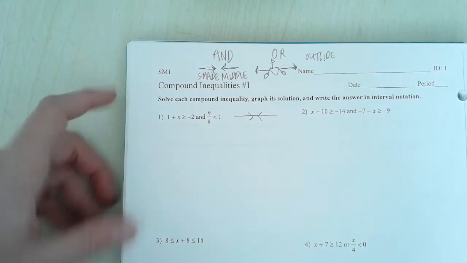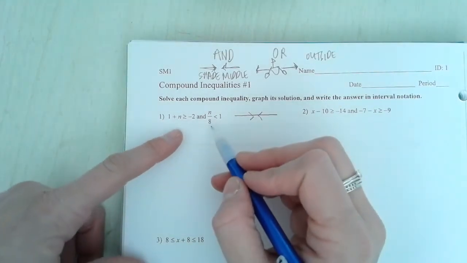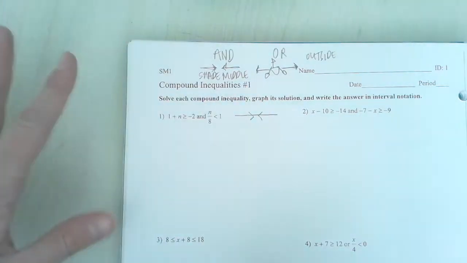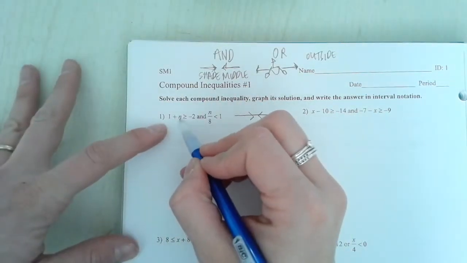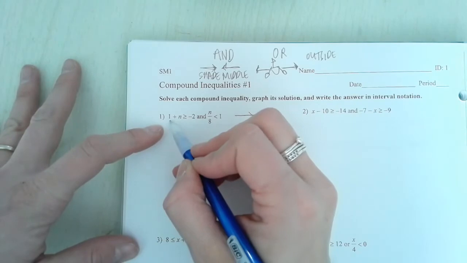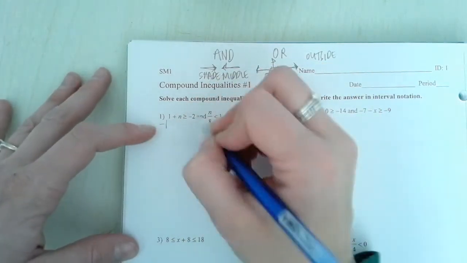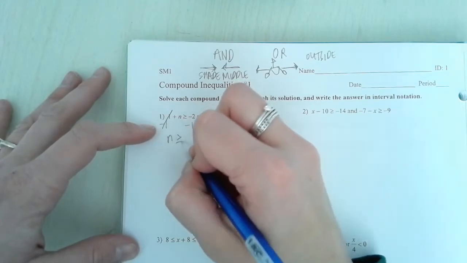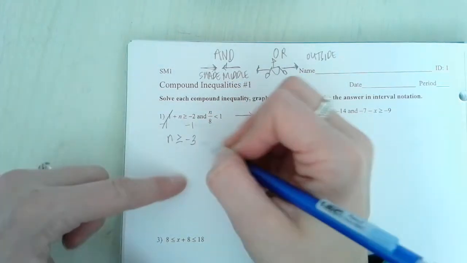So you're going to solve each inequality individually. So for this first inequality, we're going to pretend like that guy's not there. We're going to get the variable by itself, the n by itself. So the opposite of positive 1 is minus 1. So I'm going to minus 1 on each side. Then you have n is greater than or equal to negative 3. And then we're all done.